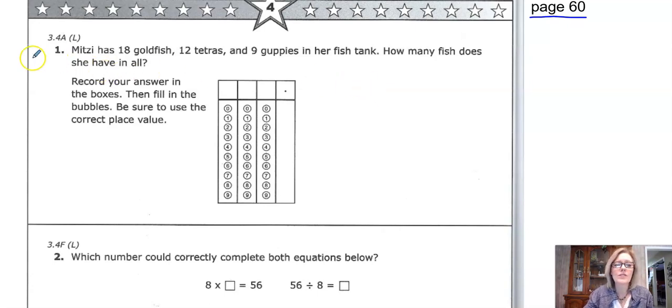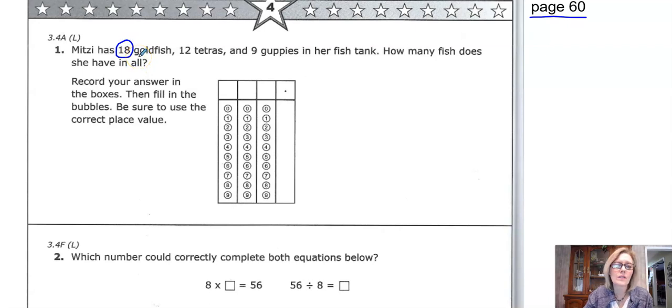So if we're going to start, I'm going to look at number 1 on page 60, and the first thing you do is you just read it. Try to understand what's happening. It says, Mitzi has 18 goldfish, 12 tetras, and 9 guppies in her fish tank. Okay, we understand that. How many fish does she have in all? So we go back and we use our strategy, our cube strategies, which tells us that we need to circle our numbers.